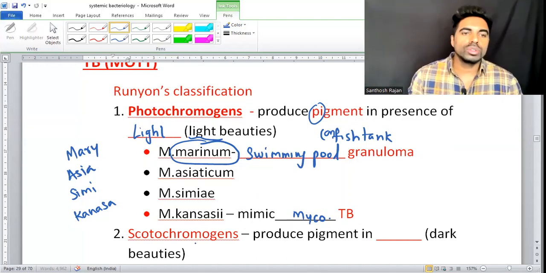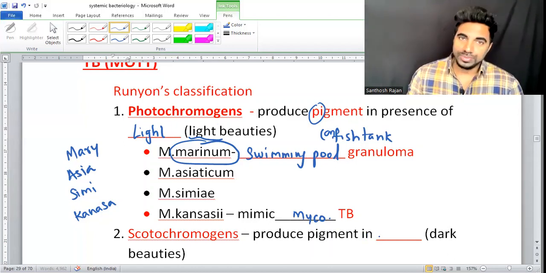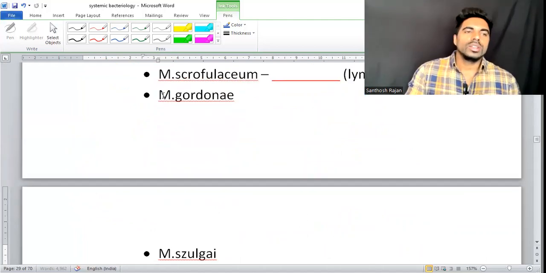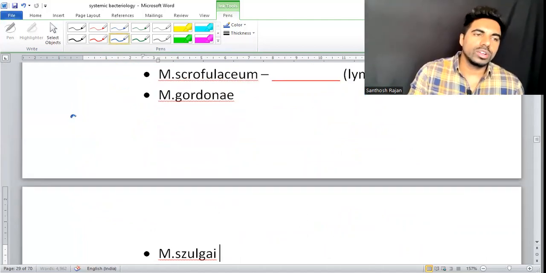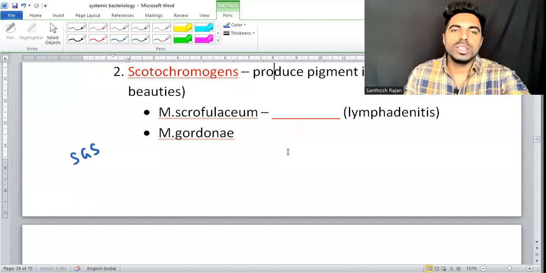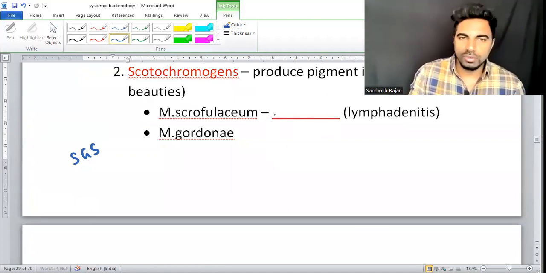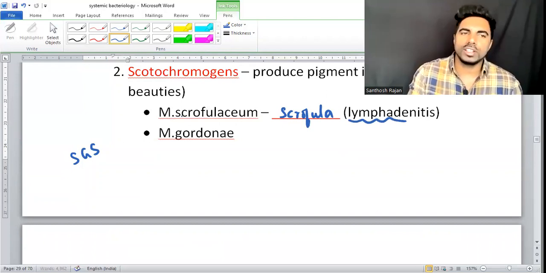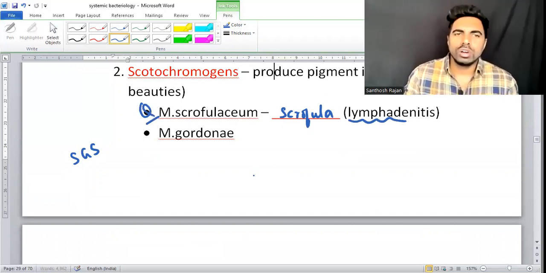Good. Now, scotochromogen means they produce pigment in the absence of light, only in the dark. This is scoto. Their life is not so colorful. Shortcut is SGS, you can remember however you want. One is scrofulaceum. Scrofulaceum is the same as TB. We saw that TB causes scrofula in the skin; in the same way, scrofulaceum also causes scrofula. It is in the name, so it's easy. Scrofula is basically lymphadenitis. This question is asked.